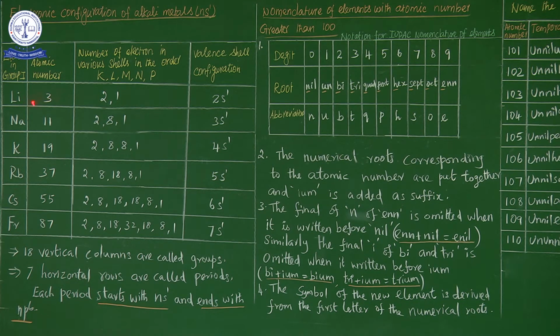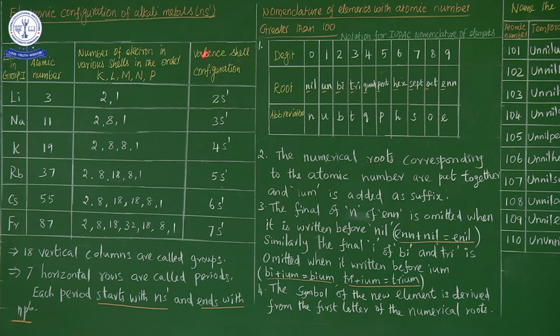Lithium has only 3 electrons. Those 3 electrons are filled first in the K shell. The K shell can hold a maximum of 2 electrons, and the L shell has only 1 electron, because we have only 3 electrons. So the K shell has 2 electrons, and the remaining 1 electron moves to the L shell. So it is 2, 1.